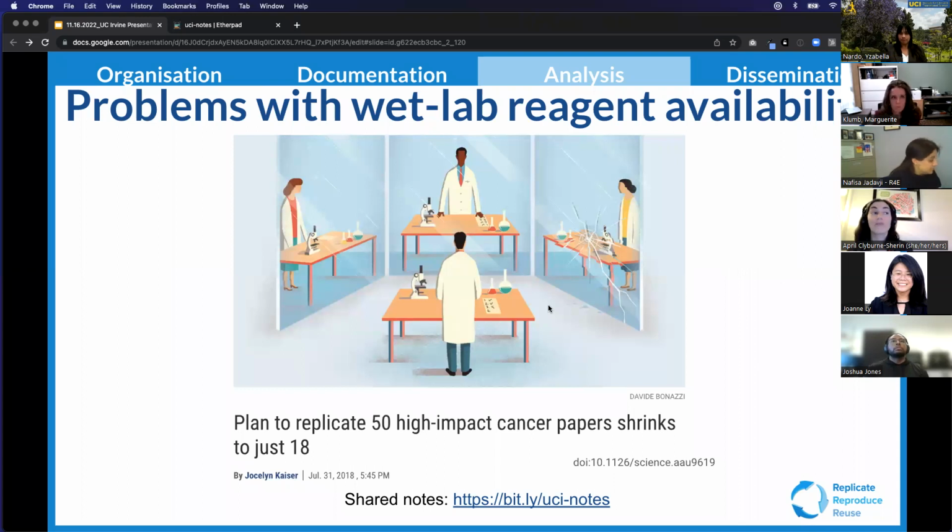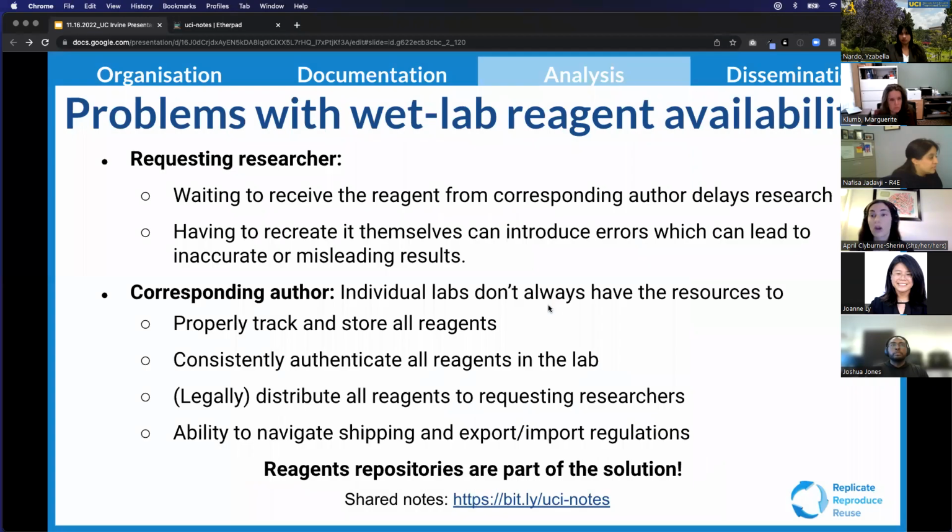Another example of a problem with access to the materials of other researchers: there was a reproducibility project to replicate 50 high impact cancer papers. And they had to shrink that, not a huge number, down to 18 because they weren't actually able to access all the information and the materials from the original authors. And these are big papers that have been cited many, many times. So this is a problem, and it's something that reagent sharing can really help with.